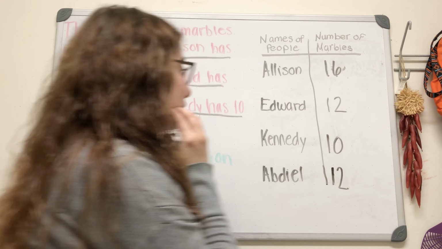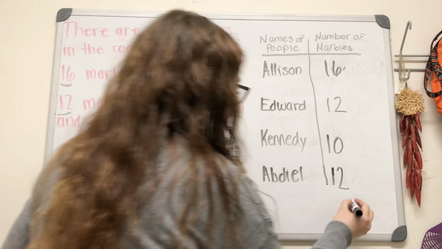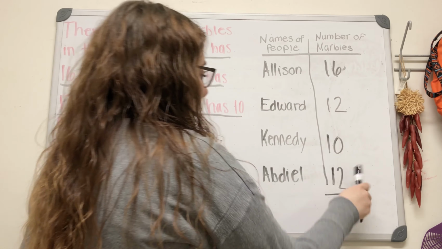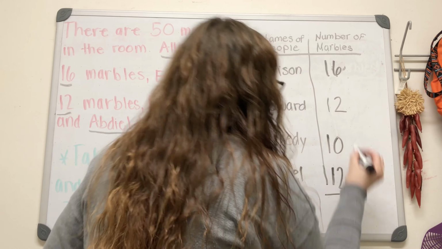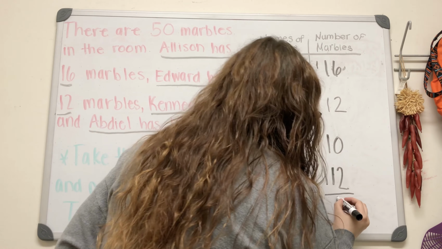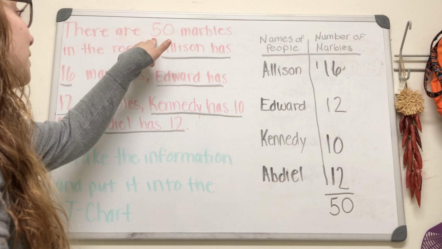And just to check to make sure we have all the marbles there, we can add it down at the bottom. So you have 6, 8, 10. Put your 0, carry the 1. 1, 2, 3, 4, 5. 50, which matches this 50 up here.